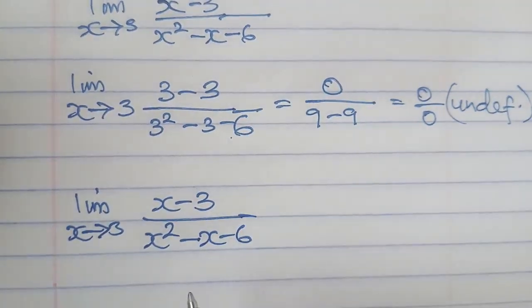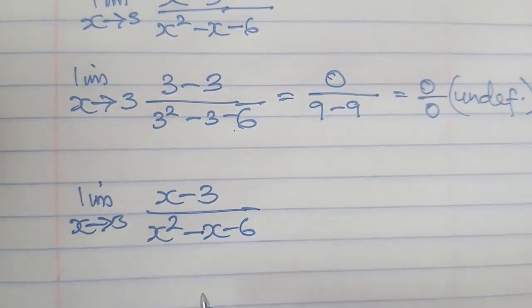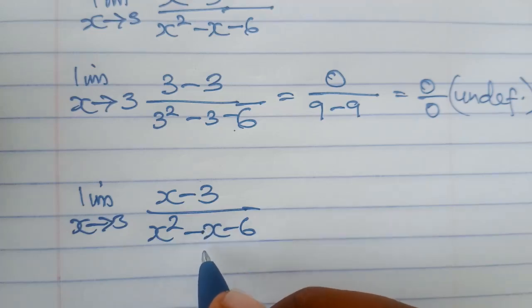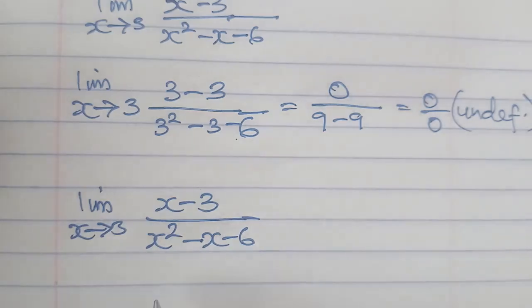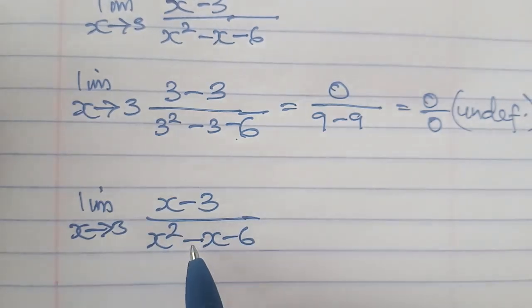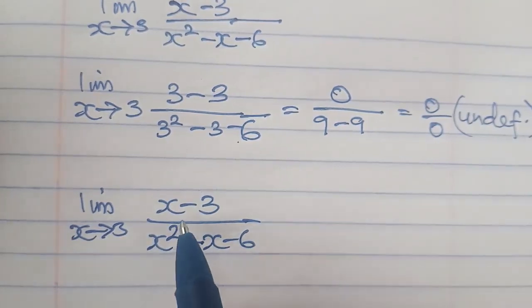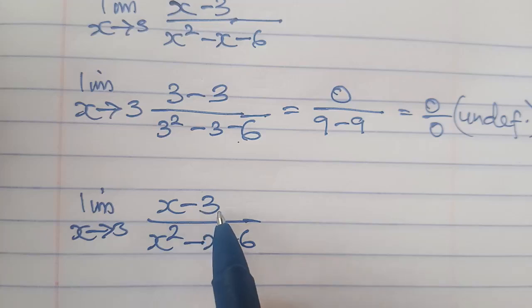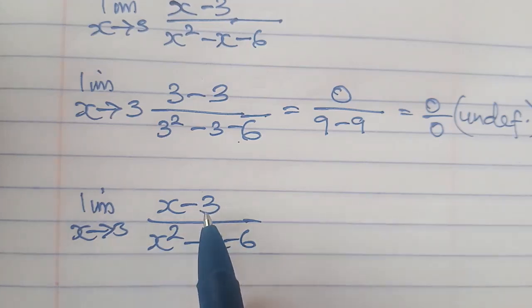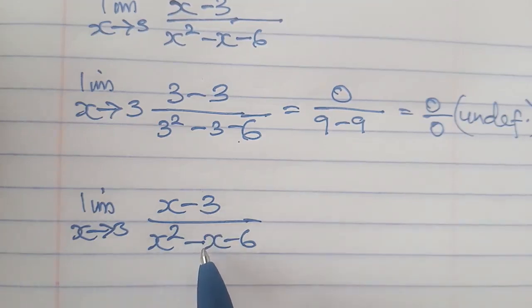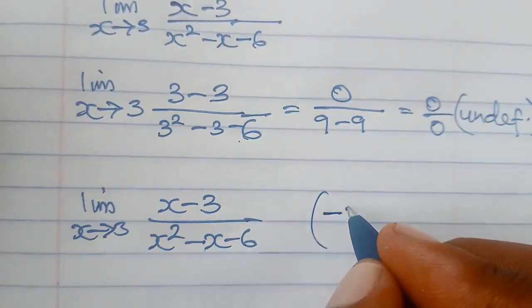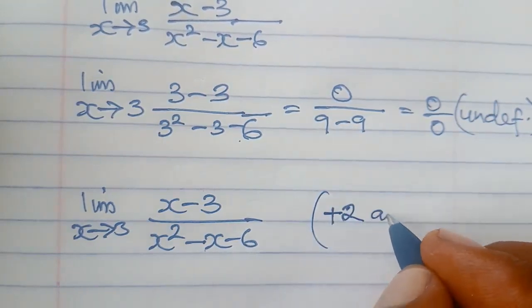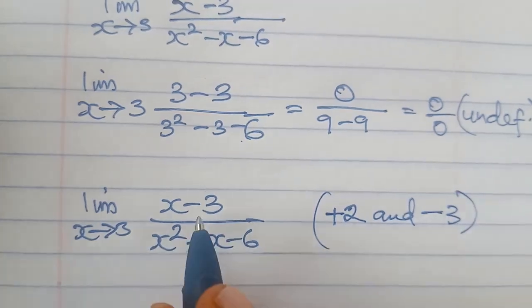So what are the two numbers that when we add them together, we're going to get negative 1, and when we multiply them together, we're going to get minus 6? Like I always say, the numerator or the denominator will show you the key. Here, the numerator is negative 3, so one of the numbers will have to be negative 3. So what will I add to negative 3 to get negative 1? That number is 2. So the factors I'm looking for are positive 2 and negative 3.